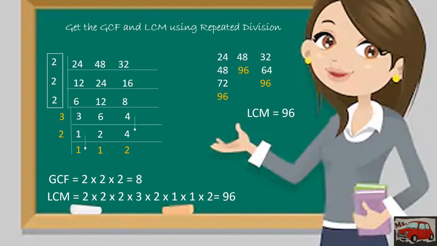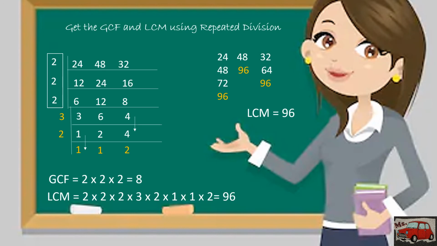And lahat ng yun, composite numbers pa. So, we still need to divide it by 2. So, 6 divided by 2, we have 3. 12 divided by 2, we have 6. 8 divided by 2, we have 4. Now, we have 3, 6, and 4. So, kung mapapansin nyo, yung 3, prime number na. So, dun tayo mag-stop dun sa tatlong 2 na nasa kaliwa when we get the GCF. Pero we still need to get the LCM, so itutuloy pa rin natin siya.